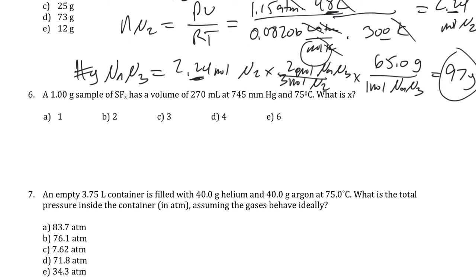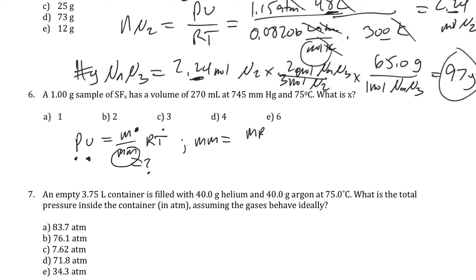Okay, so we have a gram sample of SFx where we don't know what x is. We just know we either have 1, 2, 3, 4, or 6 fluorines, and a volume of 270 mL at the given pressure and temperature. What is x? Well, using this equation here might be the best go, because we're given the pressure of the gas, the volume of the gas, the mass of the gas. We don't know the molar mass, but we can solve for it because we know the temperature. So we know every variable here except molar mass.